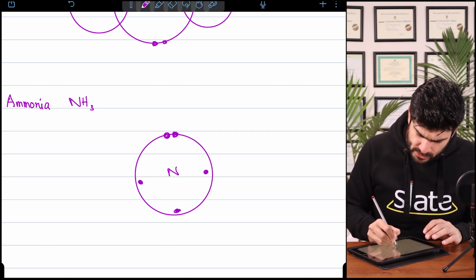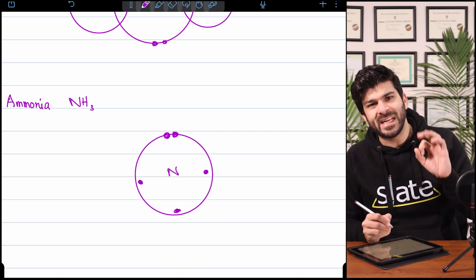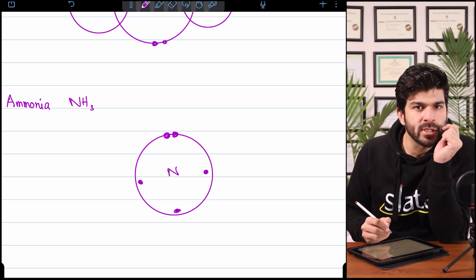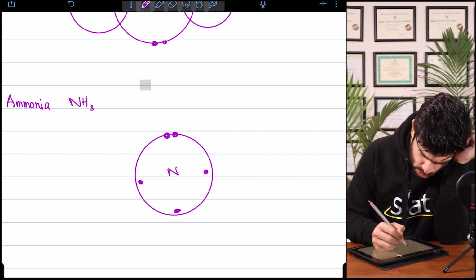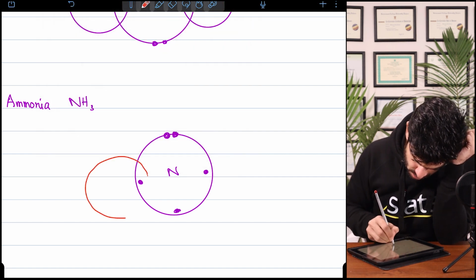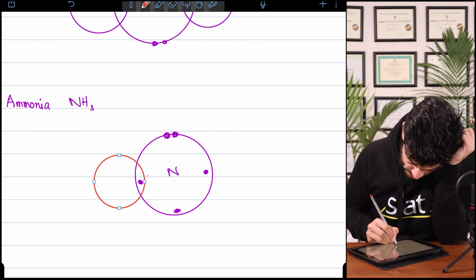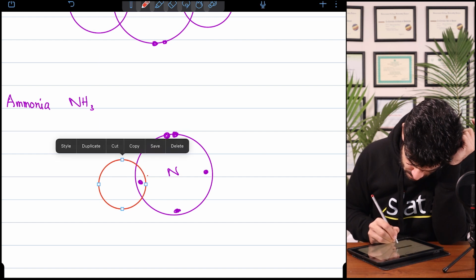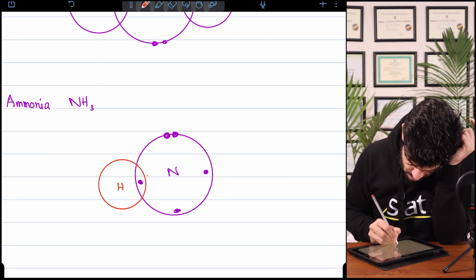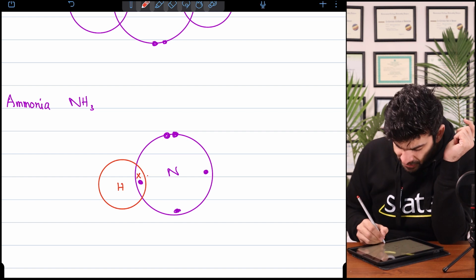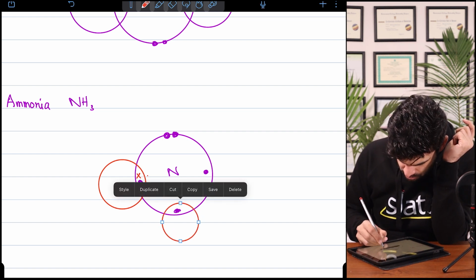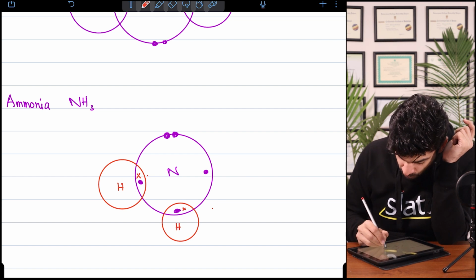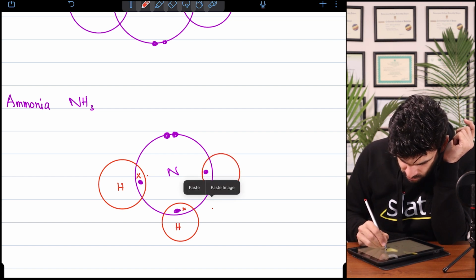So how many does a nitrogen need? 3. How many can one hydrogen give? 1. So if this hydrogen will give 1, that's a big one and smaller. Then we need another hydrogen. And we need another hydrogen.